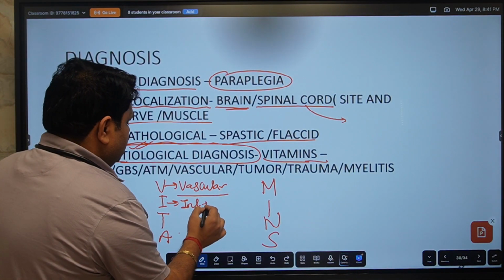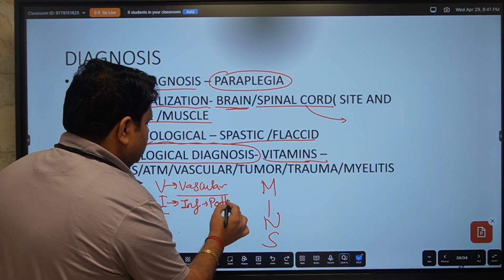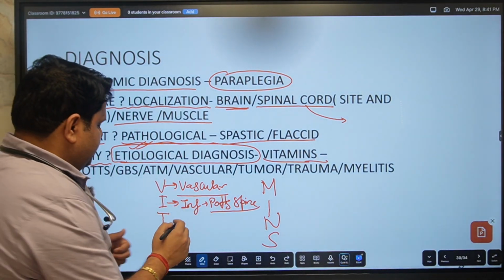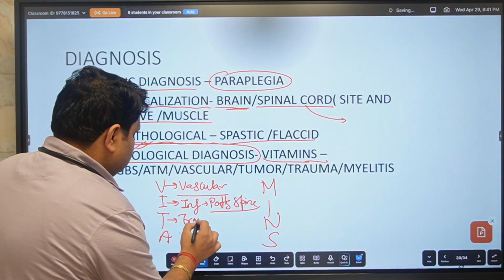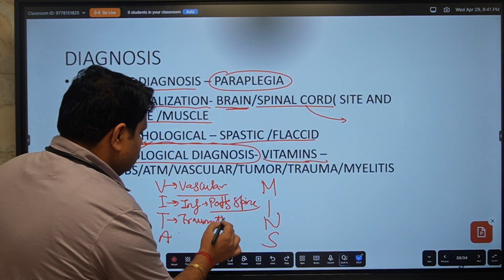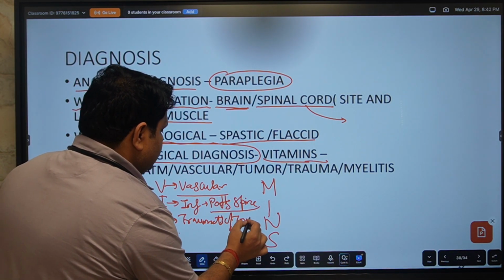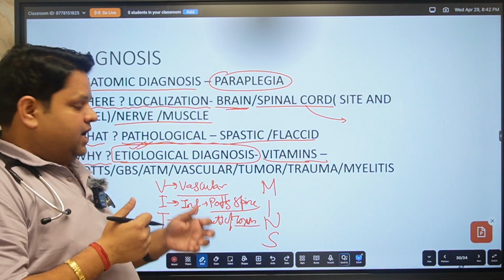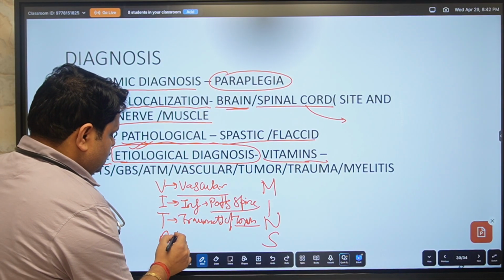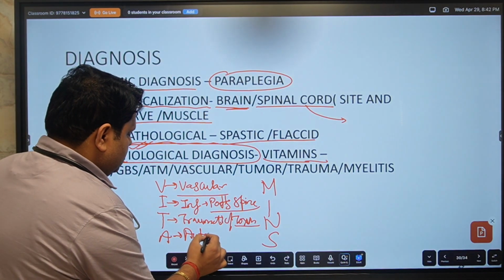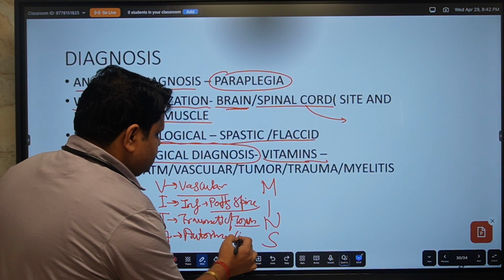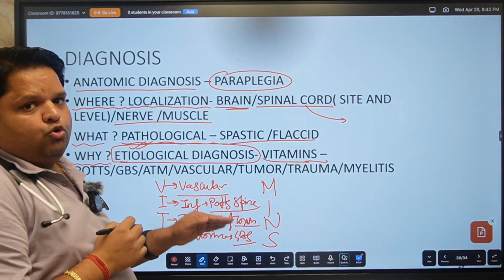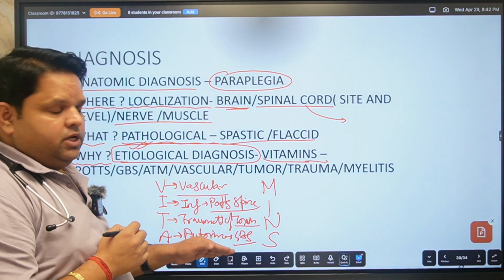I for infectious, maybe Pott's spine, or viral, post-viral myelitis is there. Traumatic, or toxin induced. In toxin induced, we have lathyrism, khesari dal, which is commonly asked in the exam viva. Autoimmune. In autoimmune, we have GBS, a type of paraparesis, multiple sclerosis, NMO, neuromyelitis optica, and anti-MOG antibody disease.